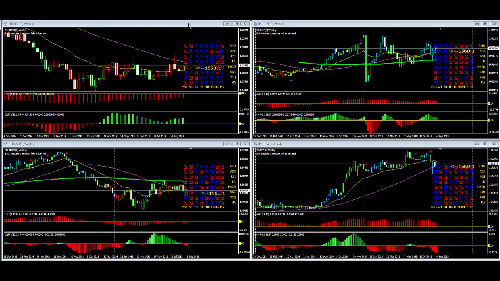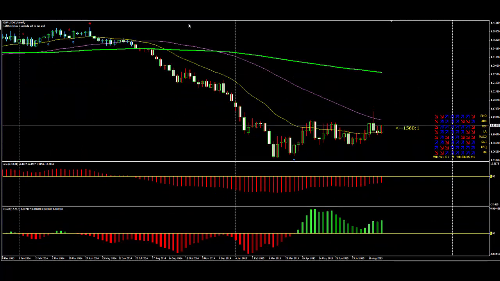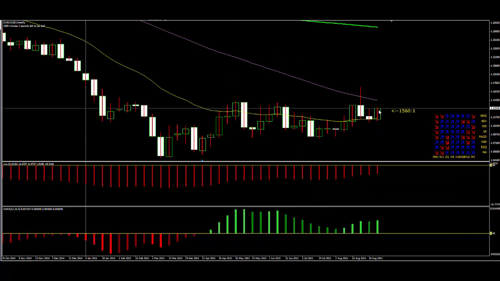Going to be looking at the four majors. We'll start with the euro against US dollar on the weekly. Let's have a look and see how last week panned out and what we can expect looking into the forthcoming week. So, euro, we saw some positiveness coming through last week.